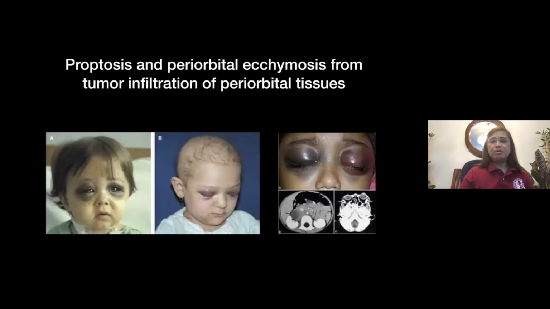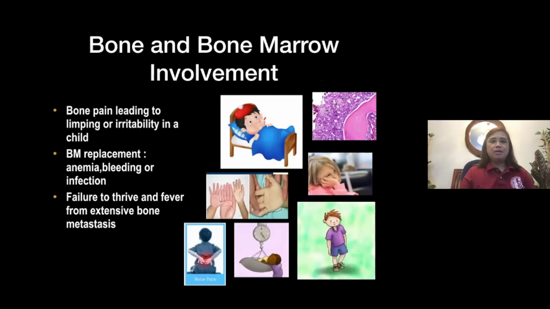Ptosis and periorbital ecchymosis are also commonly seen in patients with neuroblastoma, and this is from tumor infiltration of periorbital tissues. Bone pain leading to limping or irritability in a child is secondary to the bone and bone marrow involvement. So if you have a patient who is limping, one of the differentials should be possible neuroblastoma.